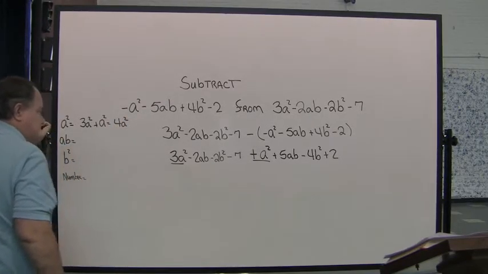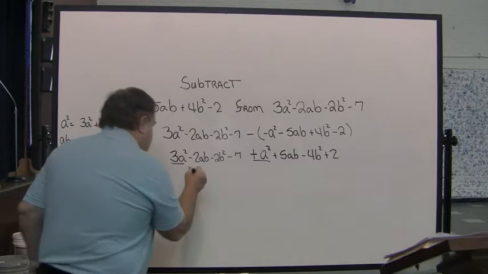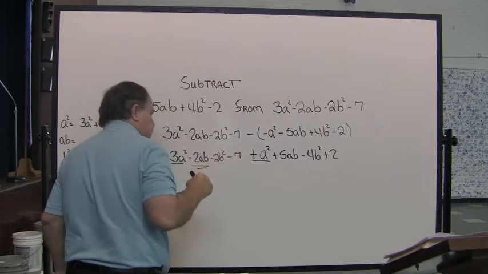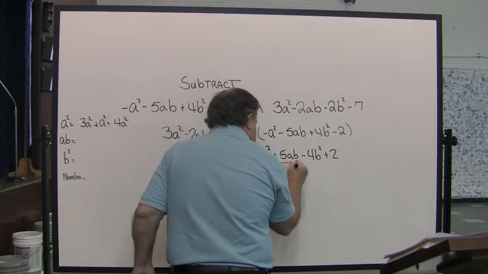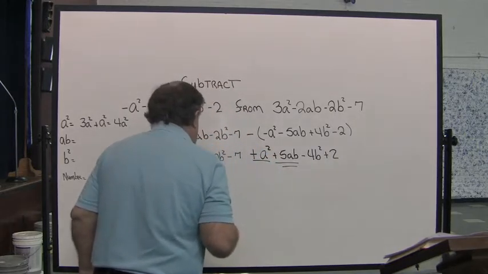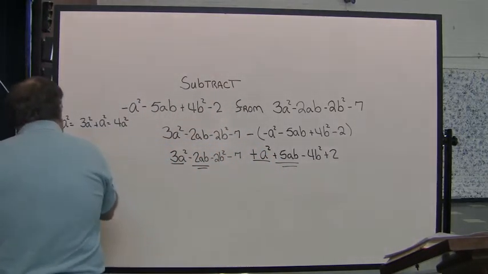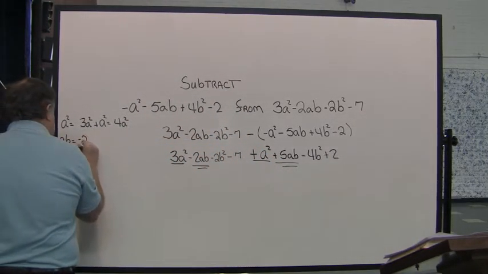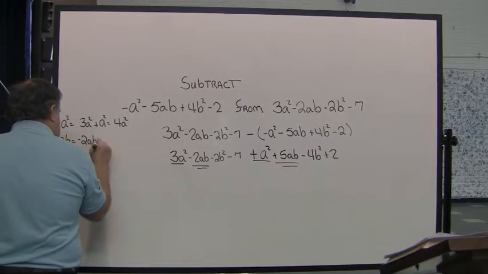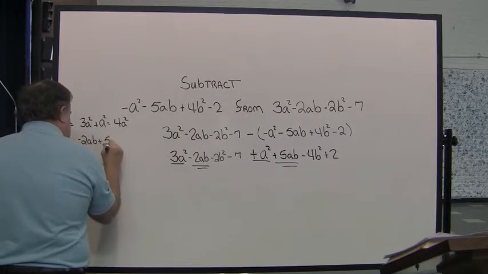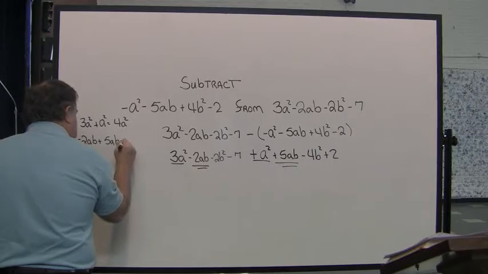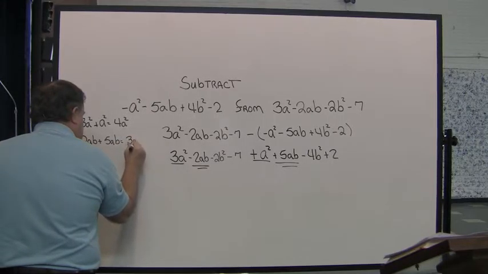Let's look at my abs. Ooh, here's some right here. I've got a negative ab here. Oh yeah, positive 5ab here. So I'm going to rewrite that. I'm going to have negative 2ab plus positive 5ab, and when I add them together, I get 3ab.